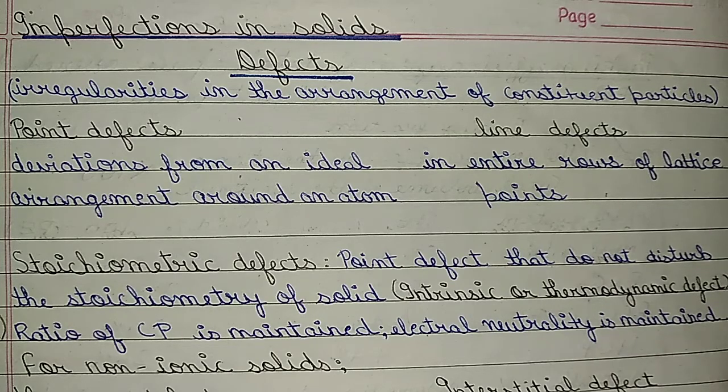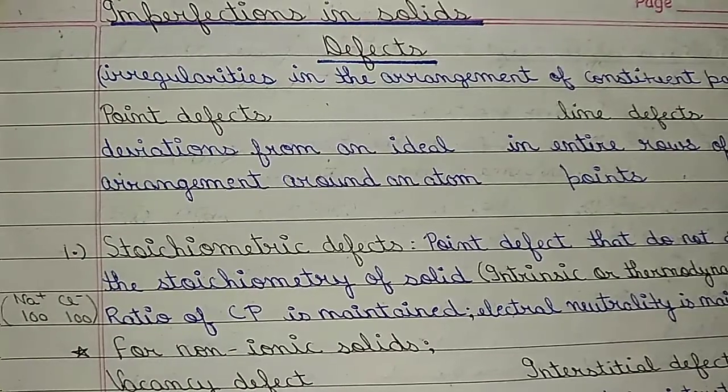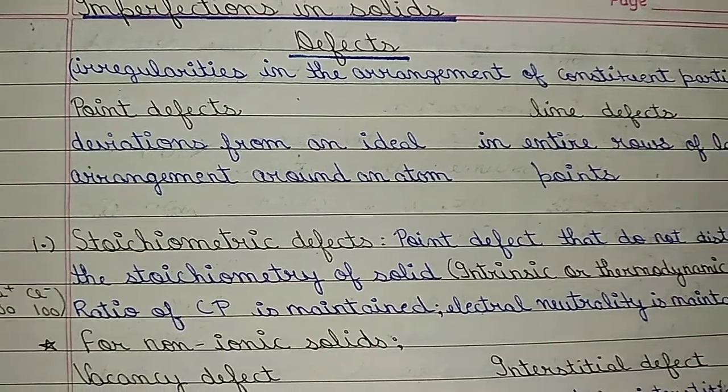It is a point defect that does not disturb the stoichiometry of the solid. What is stoichiometry? Stoichiometry means the relationship between the products and the reactants is not disturbed. This defect is also known as intrinsic or thermodynamic defect. In this defect, the ratio of constituent particles is maintained, like Na+ and Cl-, the ratio of both particles is maintained. Electrical neutrality is also maintained.